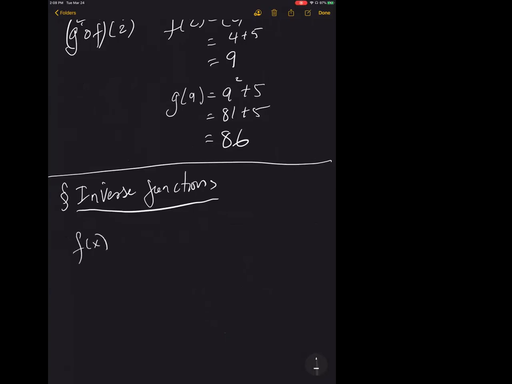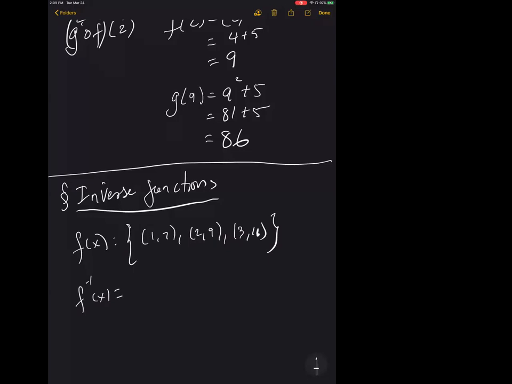If I define a function f of x as a set of ordered pairs, (1, 7), (2, 9), (3, 11), and I want to find the inverse of this function, denoted by the negative 1 as the power. Notice that this negative 1 does not mean to flip or make it upside down. This simply means the reverse function.